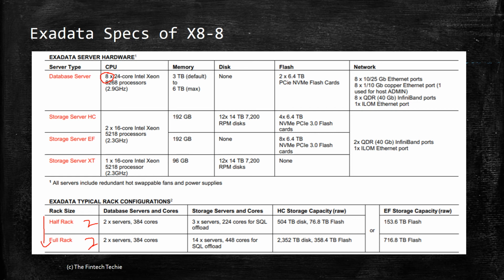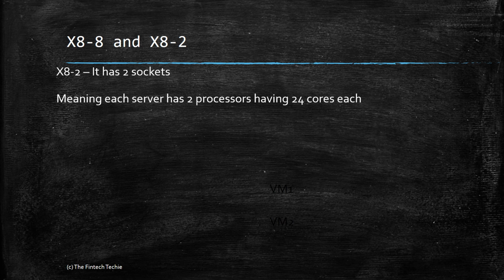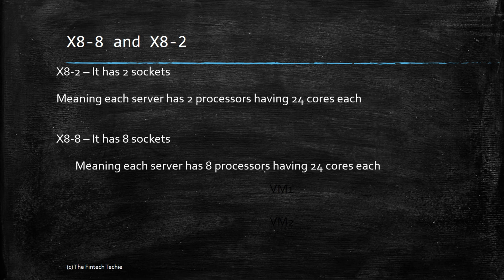Whenever somebody says you have a half rack, you should ask whether it is an X8-2 or an X8-8, because the number of nodes is driven by the number of sockets it has. Hopefully this gives you an idea of how the X8-2 and X8-8 specs work out. Let's do a brief recap. X8-2 has two sockets, meaning each server has two processors having 24 cores each. And X8-8 has eight sockets, meaning each server has eight processors having 24 cores each. Depending on your workload, whether it's OLTP or a mixed workload, you can choose which one you want.